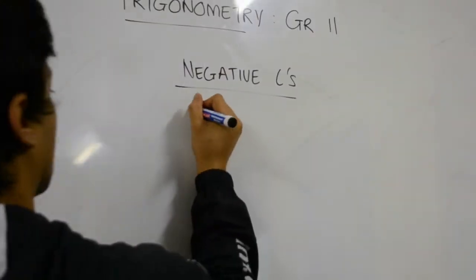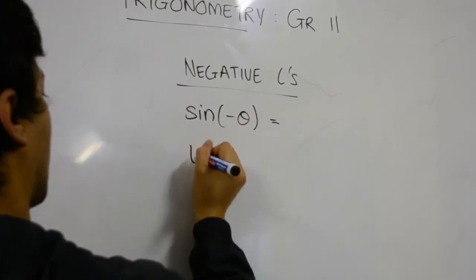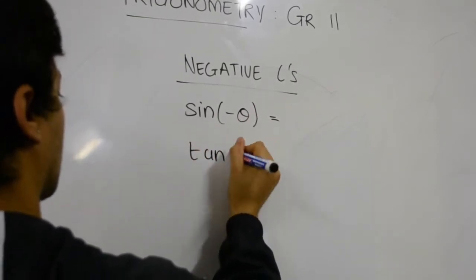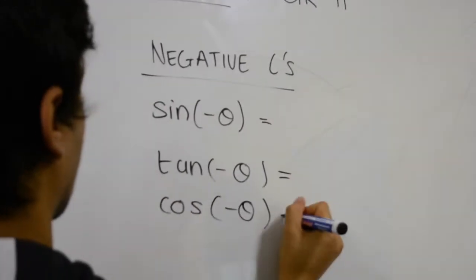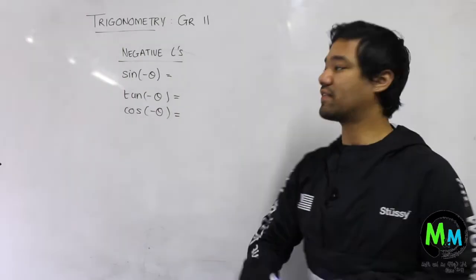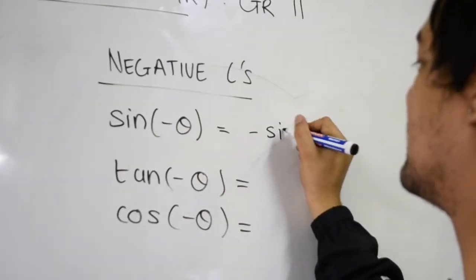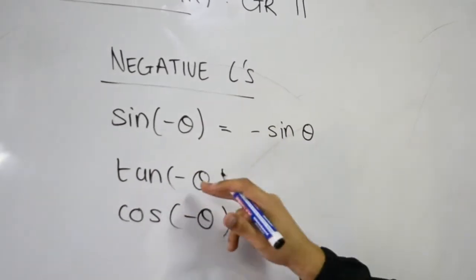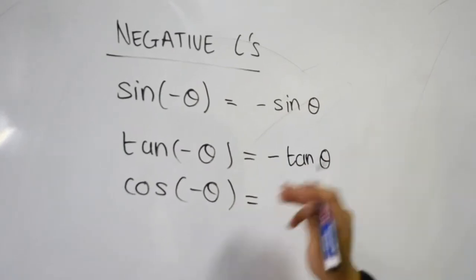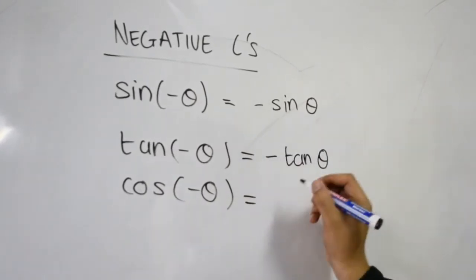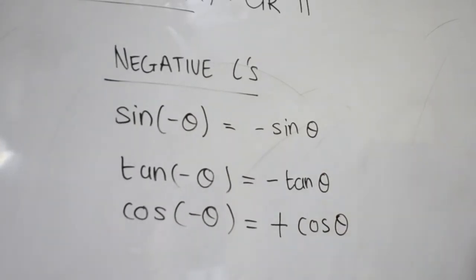So if we're dealing with negative angles, how does that work and how do we simplify that? Sine of a negative angle, tan of a negative angle, and cos of a negative angle. Whenever we see sine of a negative angle, we just know that is negative sine of that angle. Tan of a negative angle will be negative tan of that angle. But cos of a negative angle, very important, just becomes cos, positive, of that angle.